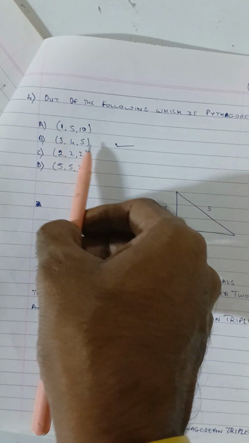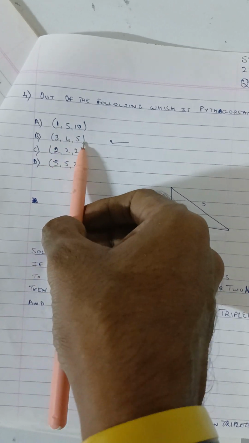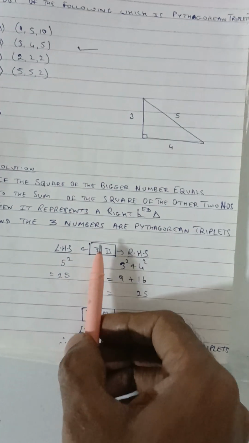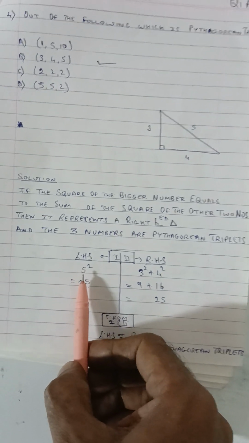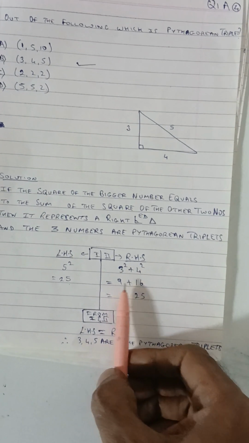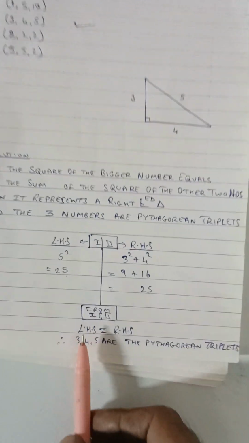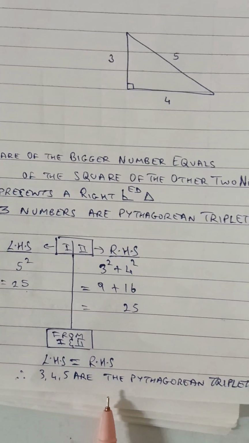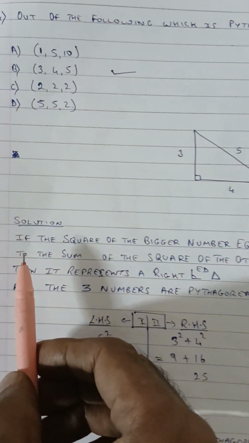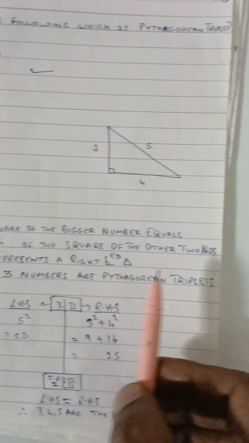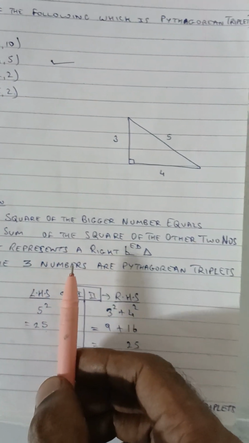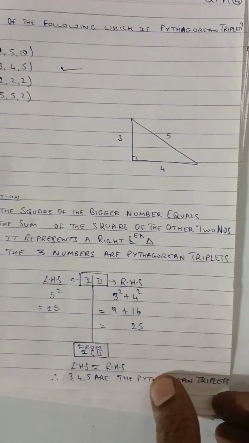Left are 1, 5, 10 and 3, 4, 5. So I'll first take 3, 4, 5 to check. It should go in this way, left hand side and right hand side. Take the bigger side, that is 5 square is 25, and the two other sides, 3 square and 4 square, will give me 9 plus 16, that is 25. Left hand side equals right hand side. Therefore 3, 4, 5 are the Pythagorean triplets. If the square of the bigger number equals the sum of the squares of the other two numbers, or sides you could say, then it represents a right angle triangle, and the three sides are the Pythagorean triplets.